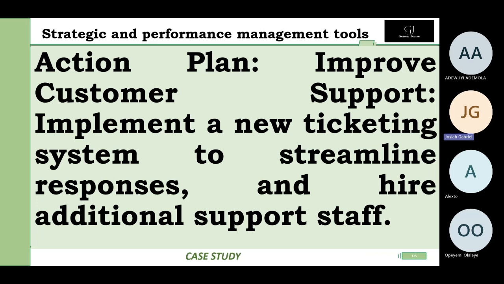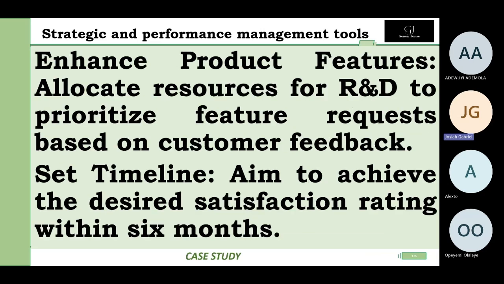So the action plan is to improve customer support, implement a new ticketing system, for example, to streamline responses, or introduce AI customer support or something, or hire additional support staff to address this challenge. Another area to solve this issue is to enhance product features, allocating resources to research and development to prioritize the feature requests that are lacking based on customer feedback. Then you set a timeline to achieve this. Aim to achieve the desired state within maybe 6 months.